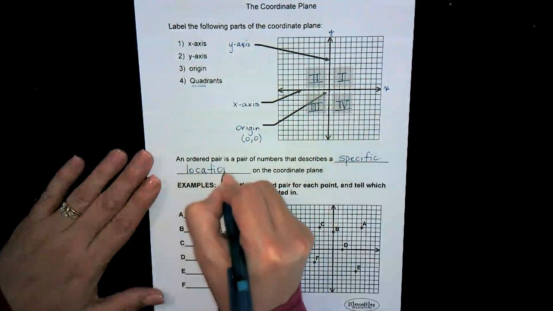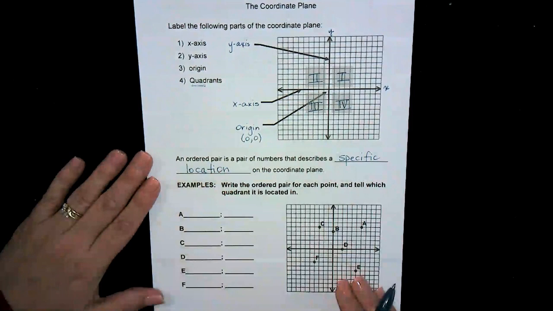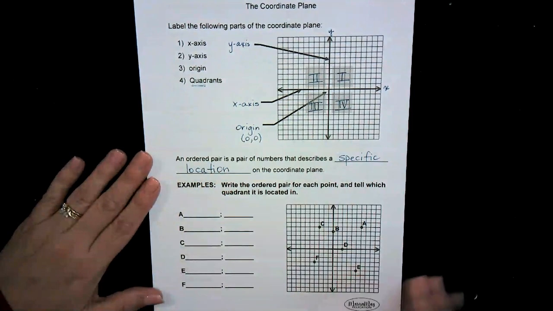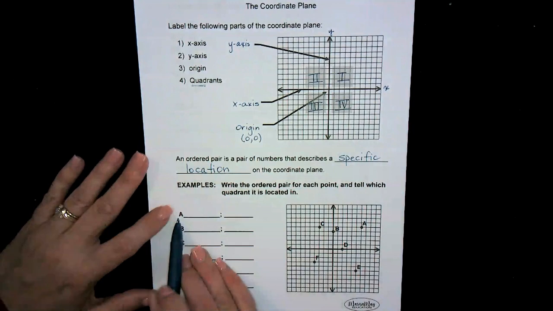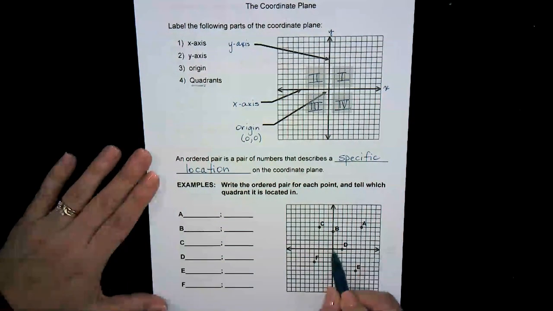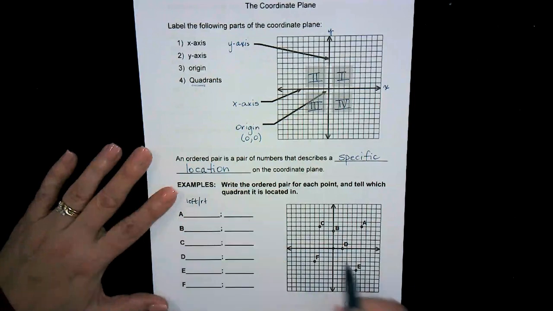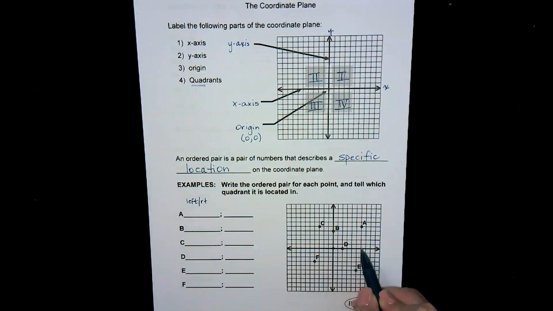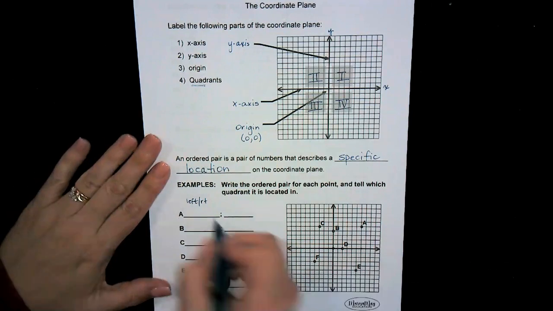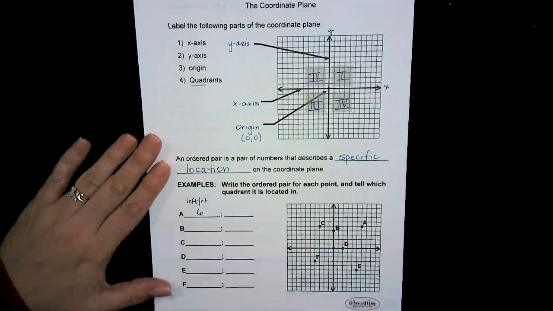on the coordinate plane. So we'll look at this graph here to see if we can find the ordered pair, and then we're going to tell which quadrant the point is. So let's look at A first. We always start in the origin in the middle here, and we try to decide how far we go left or right first. So your first coordinate is always left or right. Now to get to A, I have to go 1, 2, 3, 4, 5, 6 to the right. Now, right is always positive and left is negative. So I'm going to put 6 as my right coordinate.